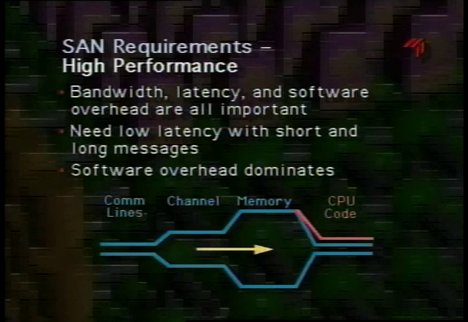So we have some bandwidth limit for communications lines, for the I/O channel, for the memory, and for the CPU code. In most communications protocols, the CPU code is the performance bottleneck, so reducing the CPU code path length is one of the most important factors for improving I/O performance. The primary performance requirement for a system area network in terms of bandwidth is to keep up with the fastest I/O devices. At this point in time, bandwidth should be at least around 25 megabytes per second because the SCSI-2 fast and wide disk interfaces are now at 20 megabytes per second.